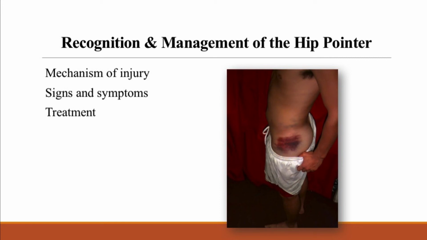Treatment includes RICE and referral to a physician if the athlete's pain is severe or if he or she is having difficulty moving the trunk. One must rule out an avulsion fracture to the hip. Ice massage and ultrasound assist in the healing process, and padding of the hip is recommended to prevent further injury during play.